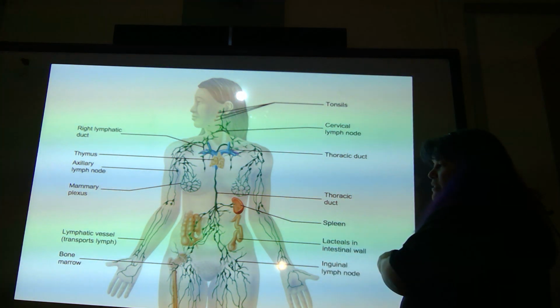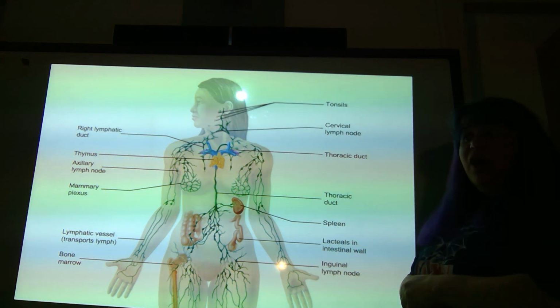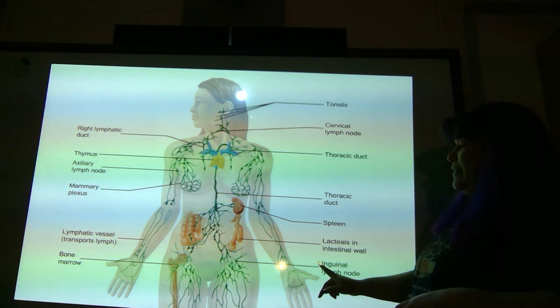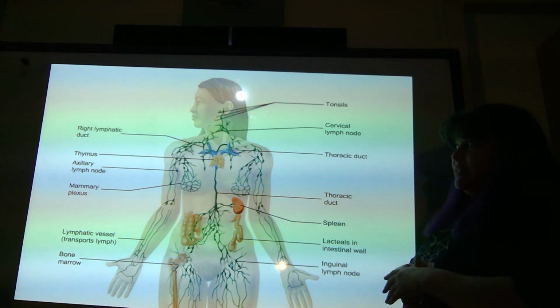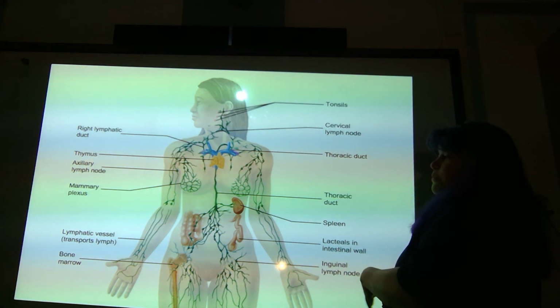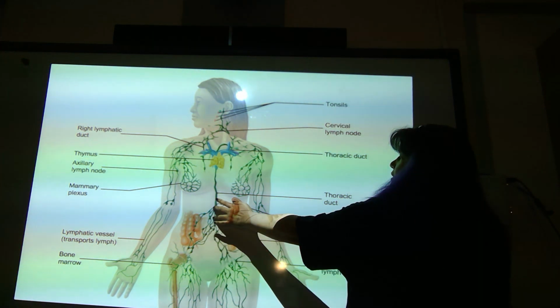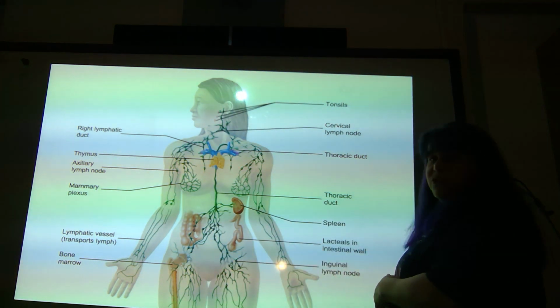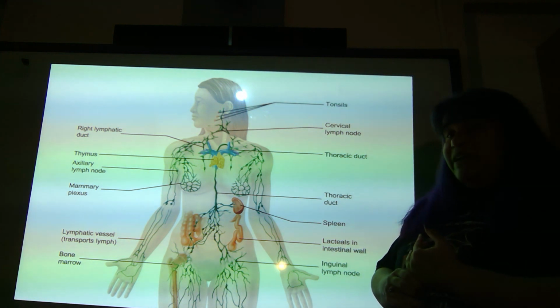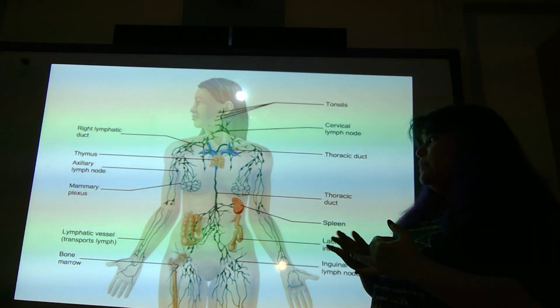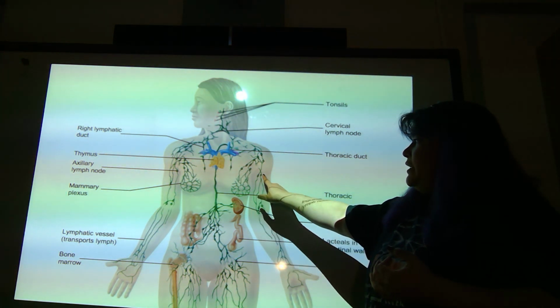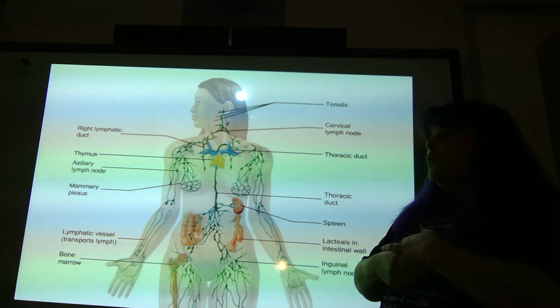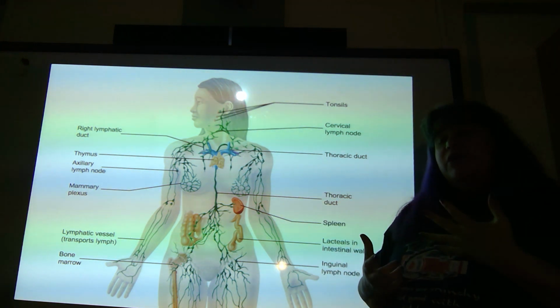The lacteals in the intestinal wall. I talked about absorbing fats. This is going to be where we're absorbing fats from. Now, you can probably see all of these pinto beans with the green vessels near them. These are going to be your lymphatic vessels. Those are going to be the tubes. And then these little dudes here that look like green pinto beans are going to be your lymph nodes.